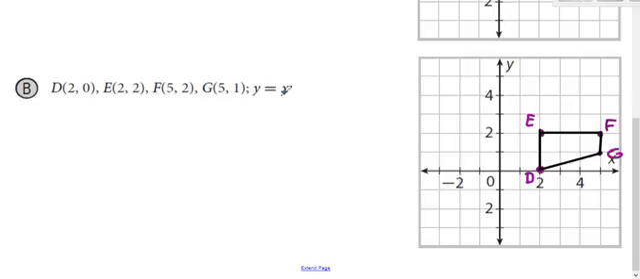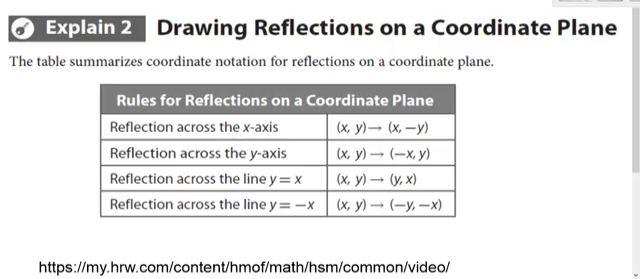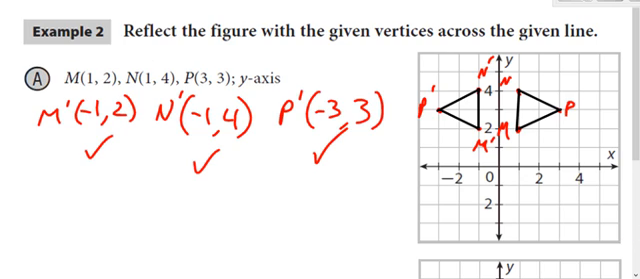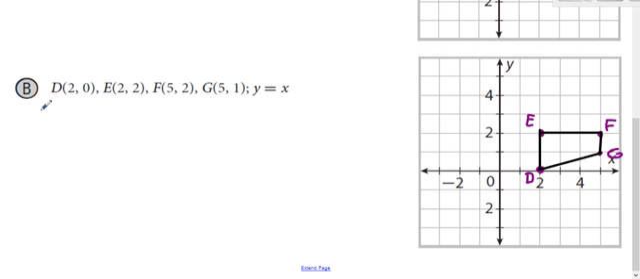We are going to reflect over the line y equals x. Y equals x, the rule is switch the y and the x. Take the normal and then you switch the y and the x. So that's exactly what we're going to do. So D prime, you switch them. So instead of 2, 0, it's 0, 2.